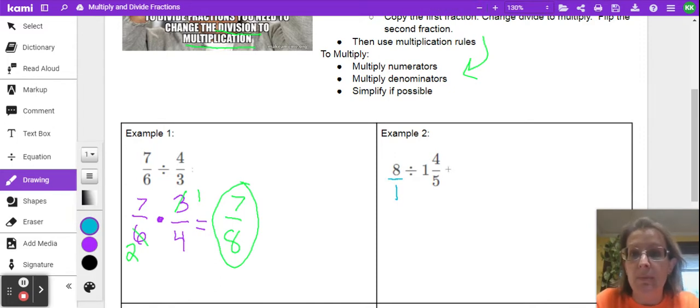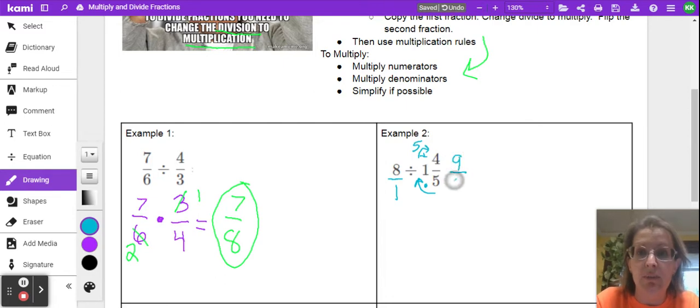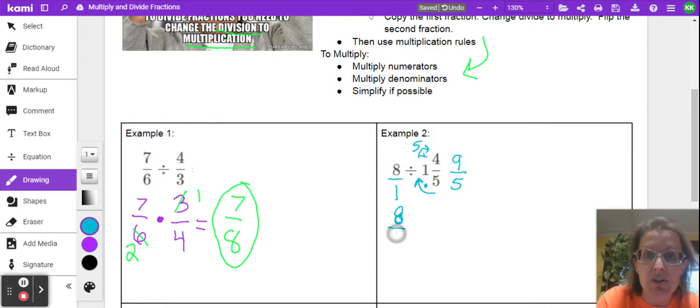And then our mixed number here, we need to turn into an improper fraction, where you would multiply first. 5 times 1 is 5. And then you add the numerator. 5 plus 4 is 9. So we get 9/5. So our new division sentence is 8/1 divided by 9/5.